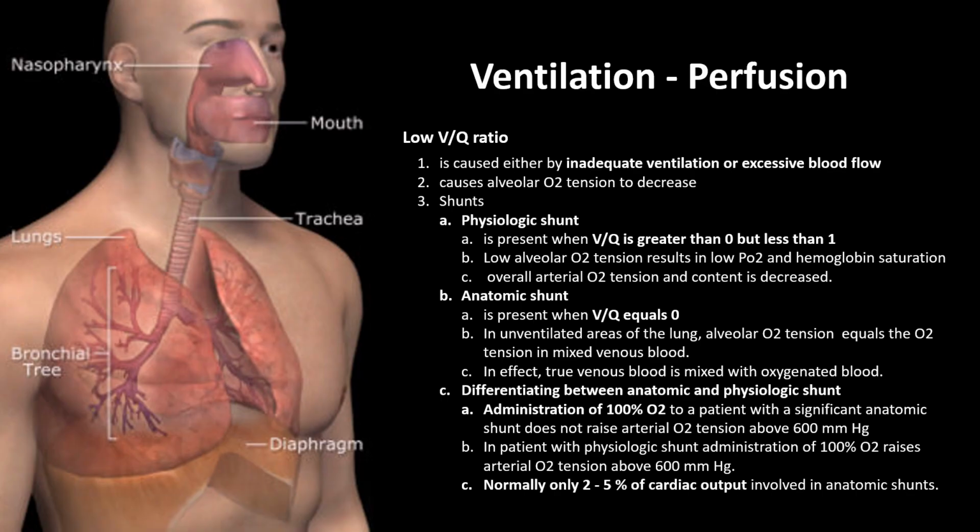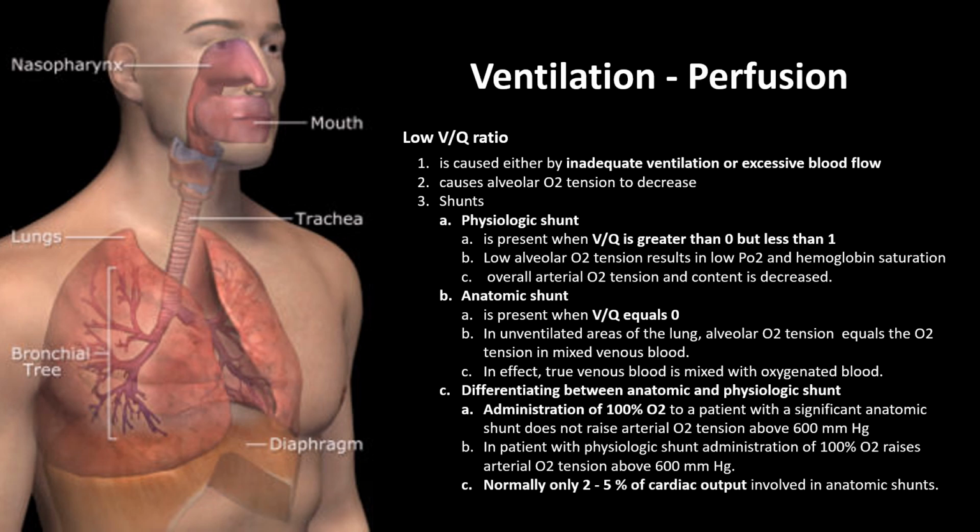Now, what about low VQ ratios? It is caused either by inadequate ventilation or excessive blood flow. It causes alveolar O2 tension to decrease. The most common causes are shunts. First are physiologic shunts, which is present when VQ ratio is greater than 0 but less than 1.